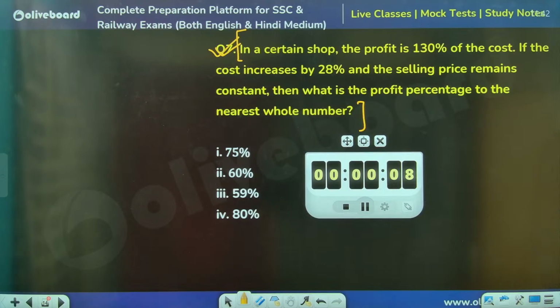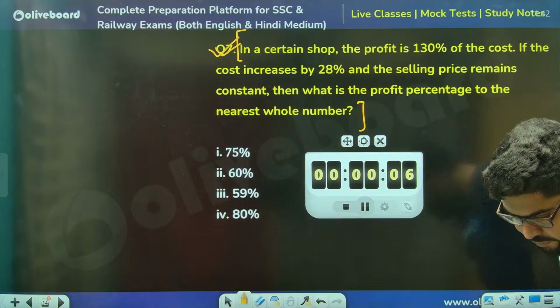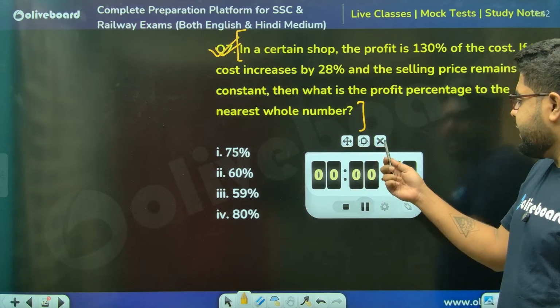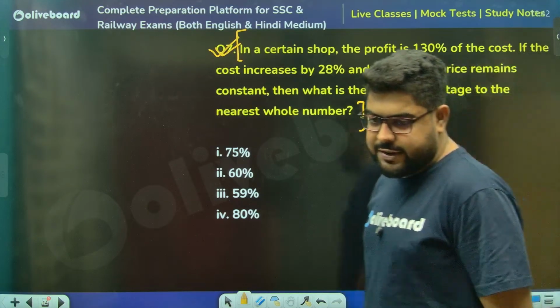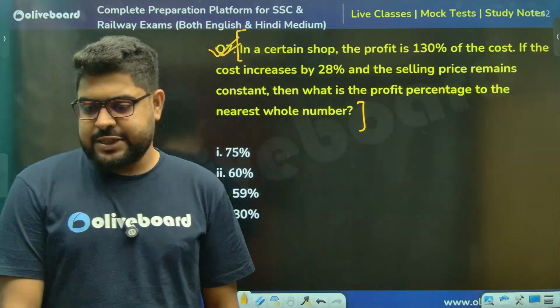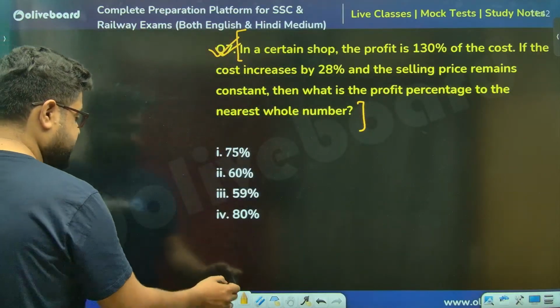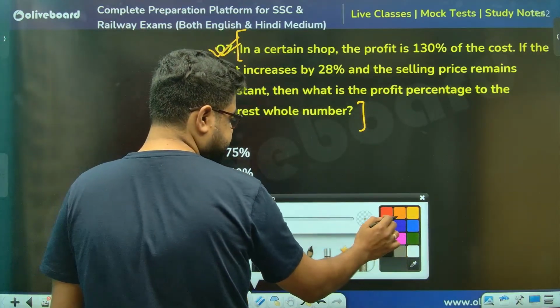Dinesh has given answer 80. Swadha has given answer 80. Very, very good. Surjit is also saying 80. Very good. Chalo, let us move ahead.